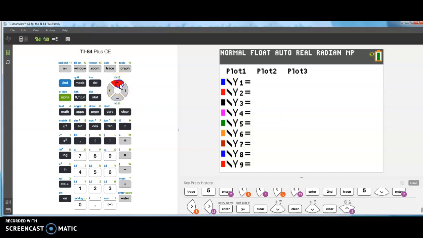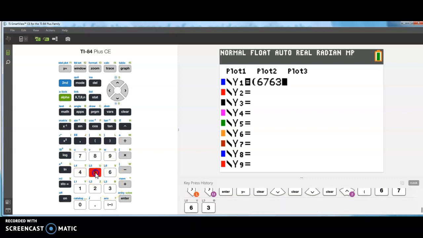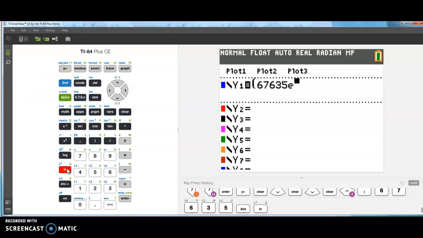I'm going to go to my y1, and I'm going to type this. So we talked about we need parentheses to get that math in the top. So that was 67635 e with an exponent of 0.27t, and we'll use x on our calculator for that. So I get out of my exponent spot and close my parentheses. Those of you using an older model, you'll have a double parenthesis there.